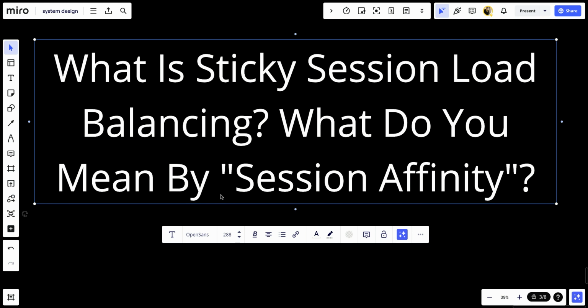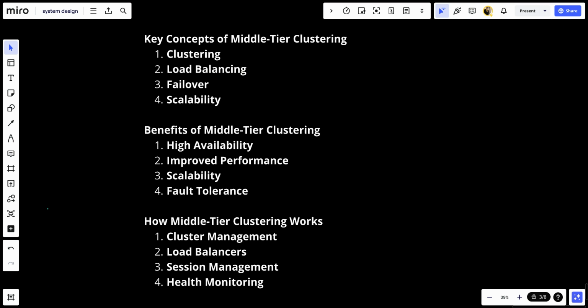Sticky session load balancing, also known as session affinity, is a technique used by load balancers to ensure that the user's session is constantly routed to the same server across multiple requests. This approach is important for applications that store session data locally on the server, as it maintains session continuity and ensures a seamless user experience. So let's talk about how the sticky session works.